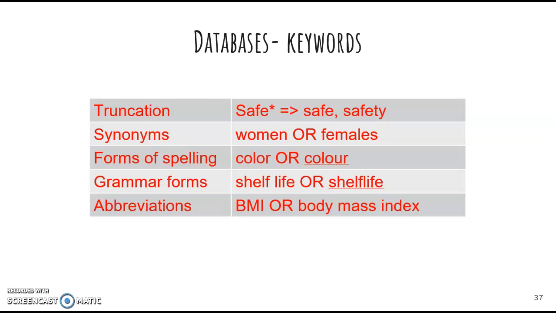For synonyms, you can put women with the Boolean operator OR females, and you'll get both search results. For forms of spelling, you can use the Boolean operator OR for color, for example. For grammar forms, again, the Boolean operator OR for shelf life, for example. And for abbreviations like BMI or body mass index, you're going to use the Boolean operator OR.